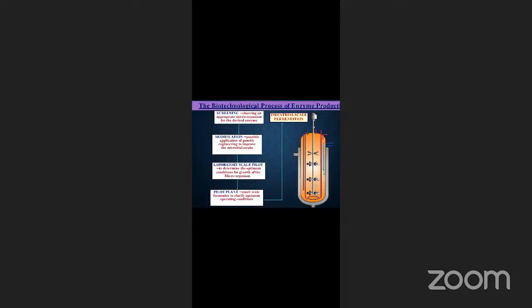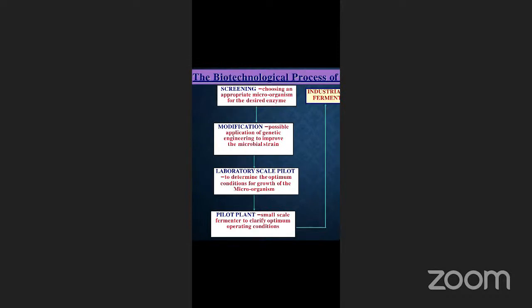Now, what is the biotechnological process of enzyme production? So how are the enzymes produced? First is screening. First, we have to choose a desired microorganism for the desired enzyme. Not all microorganisms can generate all enzymes, right? Based on its physiological functions, it will generate. So first, we have to choose the microorganism very carefully, based on whatever enzyme we want to produce.